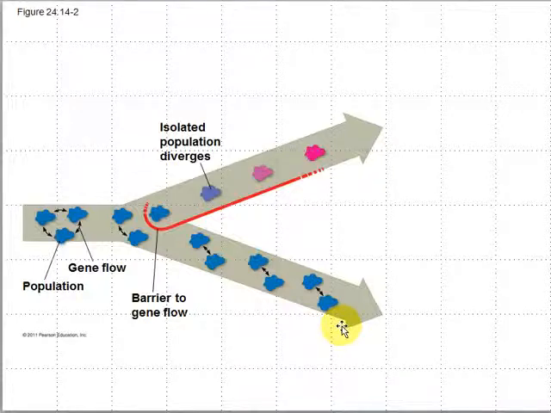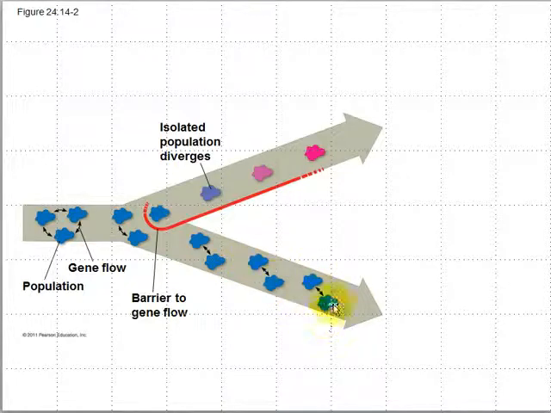So now that this population is separated, perhaps in a different habitat or something along those lines, you're going to have a bit of divergence. It's going to change over time. It's under different natural selection pressures and the like. These two continue on down their merry little path.